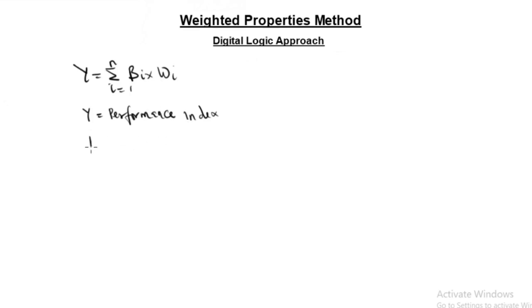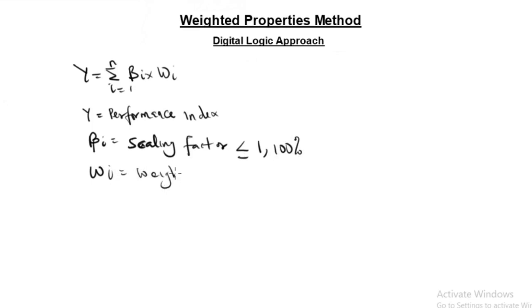Now the beta i is called the scaling factor. Note that the scaling factor is always less than or equal to 1 when you're working in fractions, or 100% when working in percentages. So let's note that. And our w i is called the weighting factor or index. That one too has a condition that it should be less than or equal to 1.